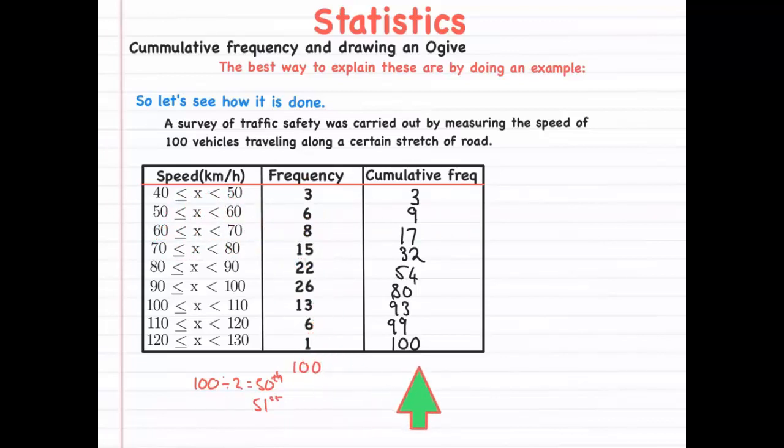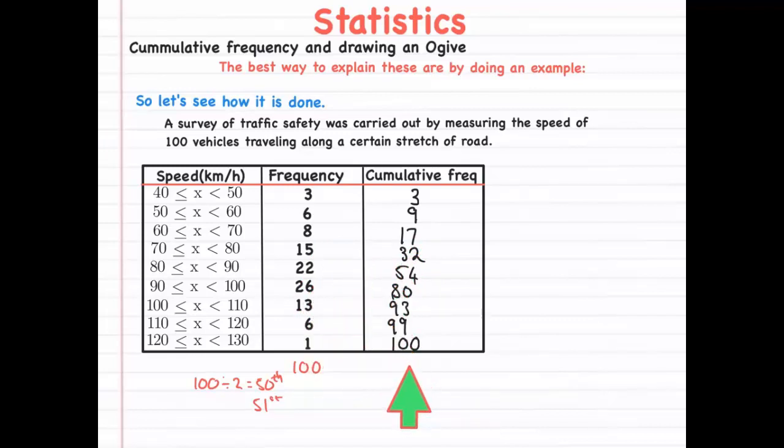Okay, but this is just to show you how we set up the cumulative frequency column. We simply take the first frequency and write it down, then that one plus the next one gives us the next one. 9 plus 8 is 17, 17 plus 15 is 32, 32 plus 22 is 54, and so on until we get to the 100.